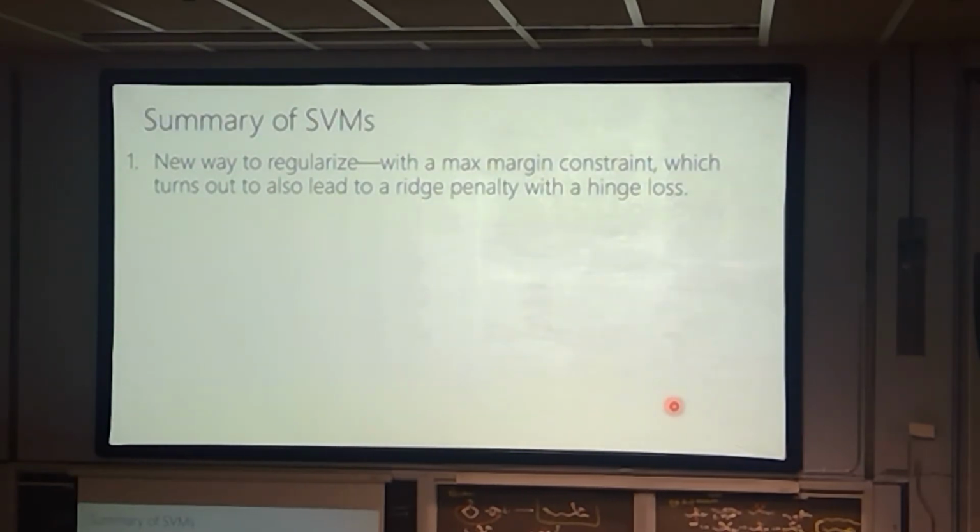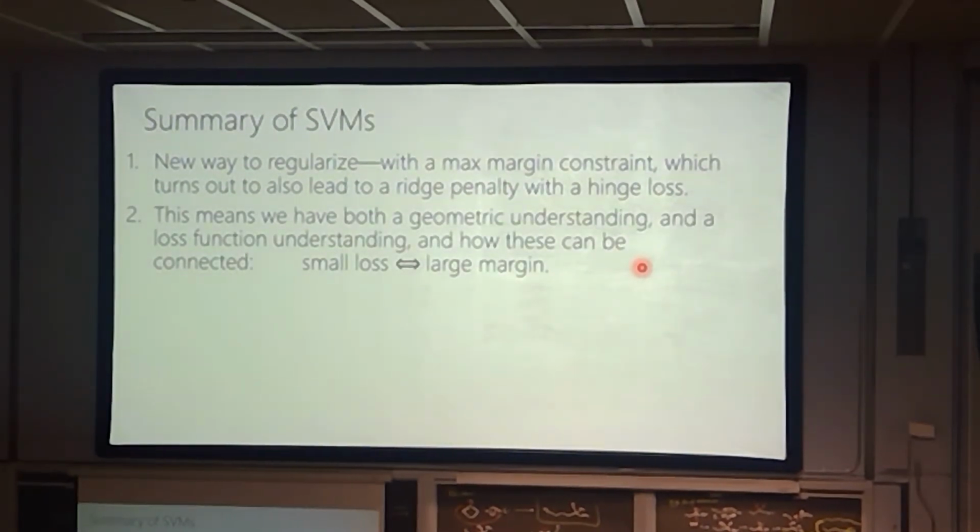In my mind, the take-home points here are that there's a new way to regularize called max margin, and it has these really interesting connections to ridge penalty and also hinge loss. So basically, the ridge penalty falls out of the max margin, and the hinge loss falls out of, well, I guess that's not the regularization, that falls out of the slack variables. That's a really interesting, profound intellectual insight. And what it also means is we now have these two views of small loss, large margin. There's some sort of, quote unquote, duality there.